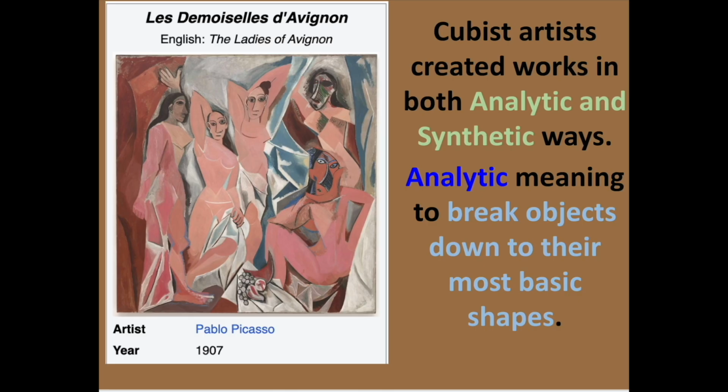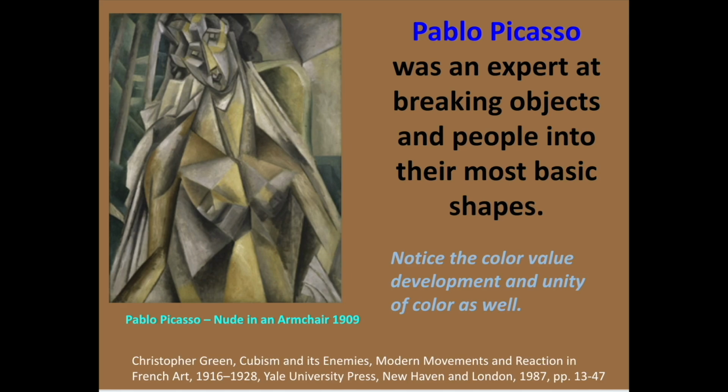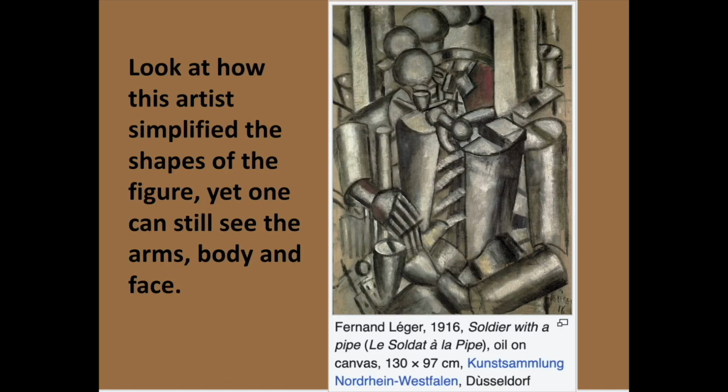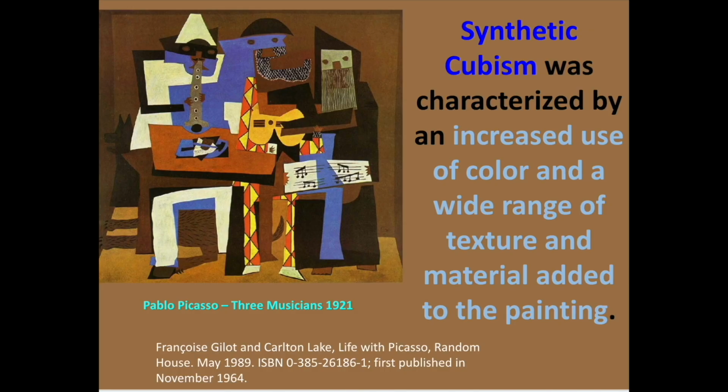Analytic cubism means you're breaking objects down into their most basic shapes. Picasso was a master at this. There were other cubists like Leger who did it as well. Synthetic cubism used a wide range of color, texture, and added materials to paintings as well.